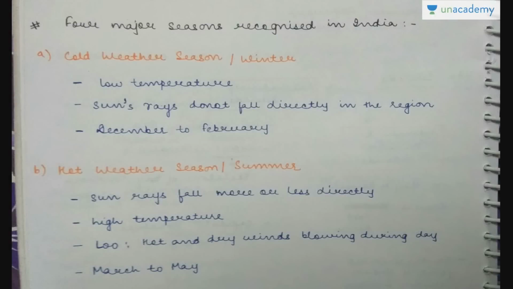it is the weather. Now, when we talk about seasons, there are 4 major seasons that are basically recognized in India. The first is the cold weather season or the winter season. In this we have low temperature because the sun's rays do not fall directly in the region. India is in the northern hemisphere. The southern hemisphere receives the heat and rays of the sun, so they have summer there, and we have winter at this point of time because we do not get the sun's rays directly.